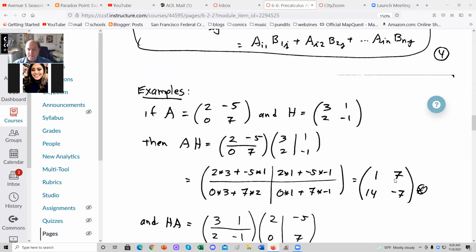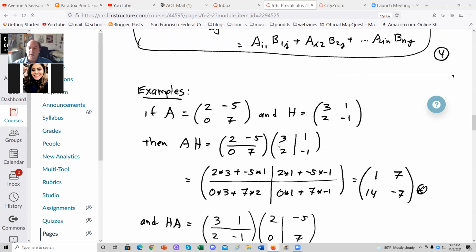For example, here's the matrix A, 2, -5, 0, 7, and the matrix H, 3, 1, 2, -1. We'll multiply them. Well, first of all, they're both 2 by 2, and the 2's match up. Here we go. We divide up A by rows, we divide up H by columns, and we multiply accordingly. So AH's upper left entry is A's upper row times H's left column.